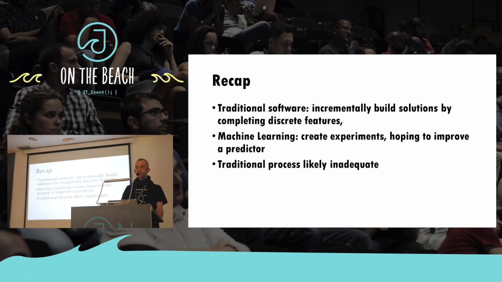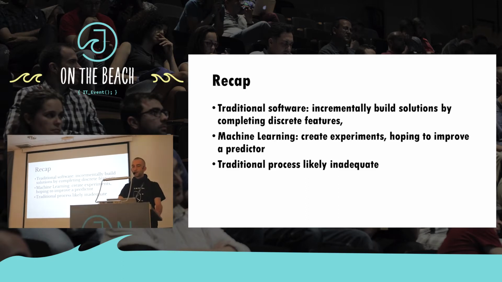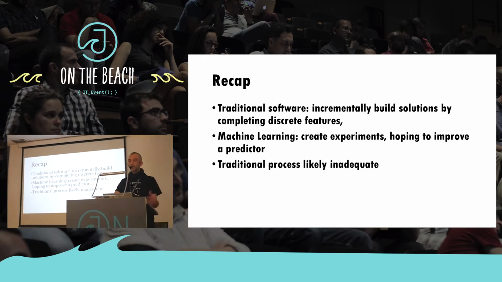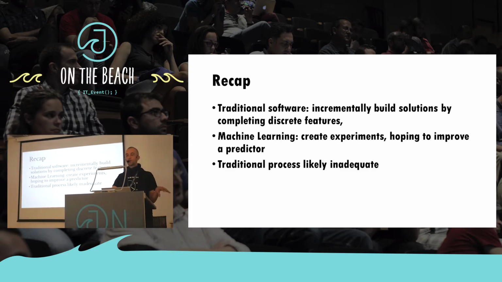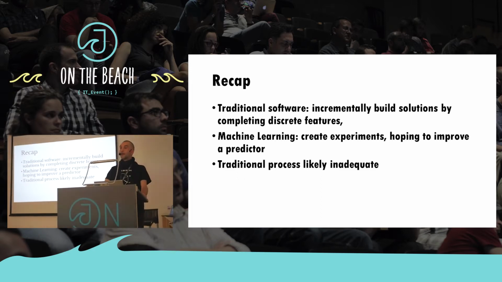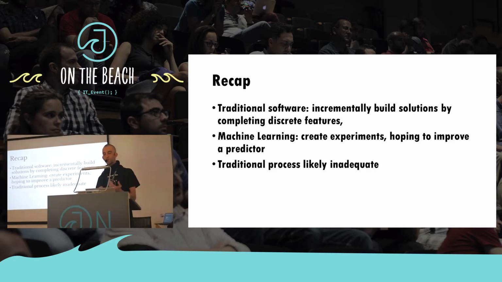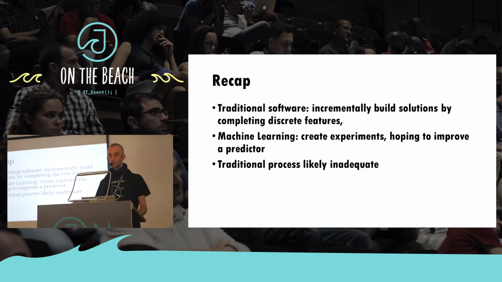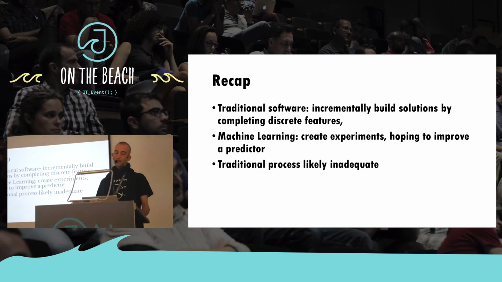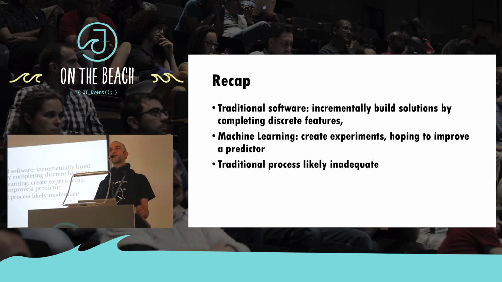So, a recap: machine learning is somewhat different from writing standard, regular business applications. In traditional software, what you're really doing is building incrementally, block by block, a solution to complete discrete features. Here in machine learning, we're doing something different. We have one feature, and we're going to create many experiments trying to improve a predictor. And so the normal process, everything you're using normally, is probably not going to work great.